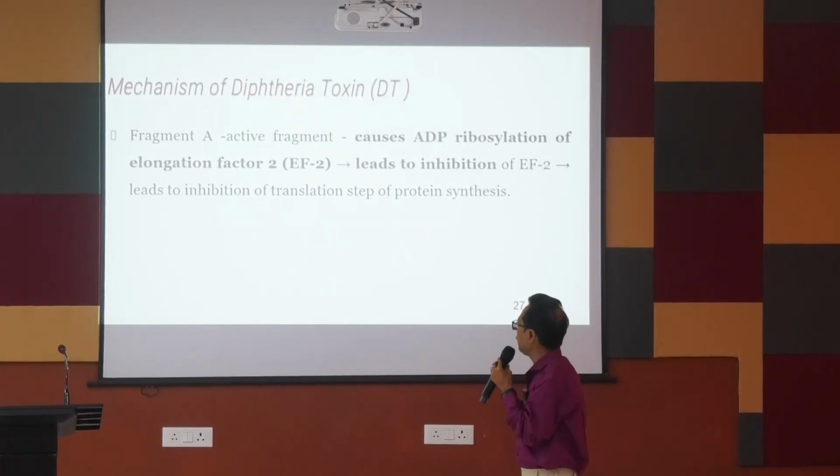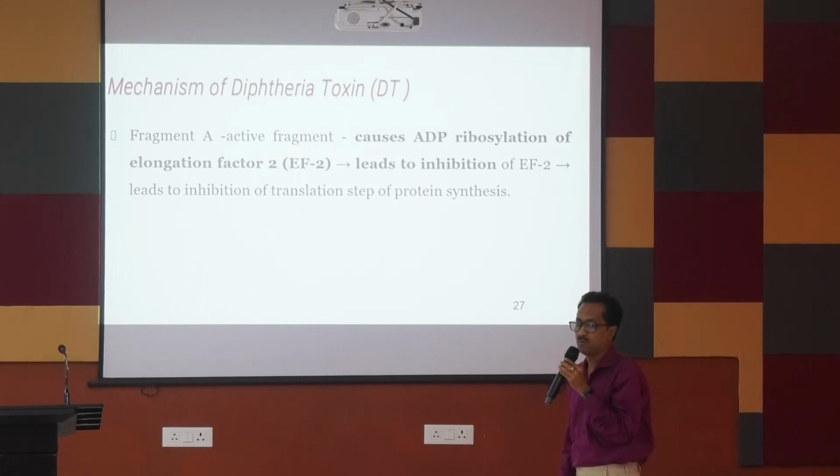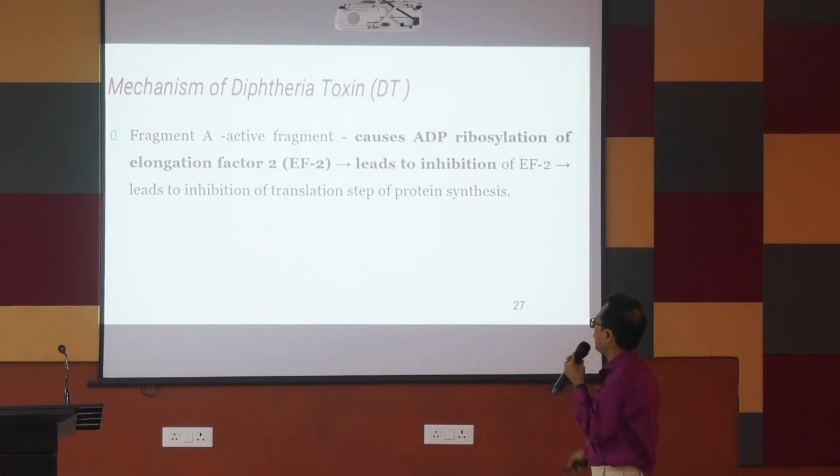Fragment A, what is the mechanism? It causes ADP ribosylation of elongation factor 2. Remember this pathogenesis: ADP ribosylation of elongation factor 2. This leads to inhibition of elongation factor 2, and that leads to inhibition of translation of protein, so protein synthesis is disturbed. So this is the mechanism of diphtheria toxin: ADP ribosylation of elongation factor 2, inhibition of the translation step, and protein synthesis is inhibited.